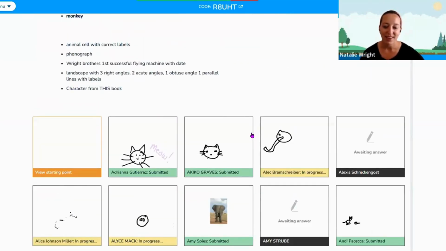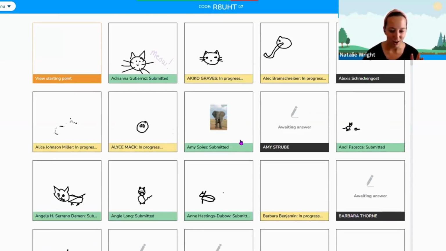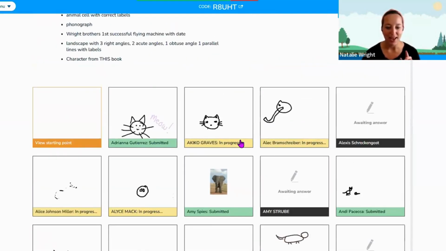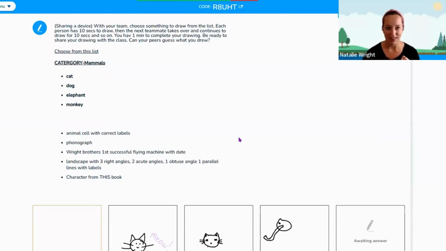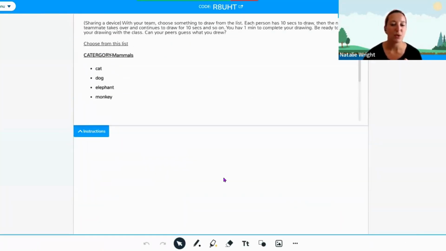Okay, so we have wonderful pictures of a cat. I would say most of you picked a cat to draw. I love Amy. She found a picture of an elephant. Very good. So I set a timer for a couple of reasons. One, you want to use a timer because it ensures every student has the exact same time to draw. You absolutely don't have to have a timer.